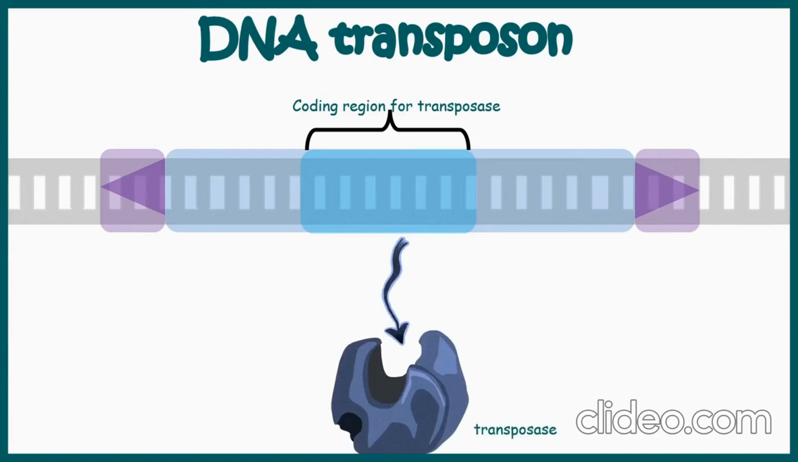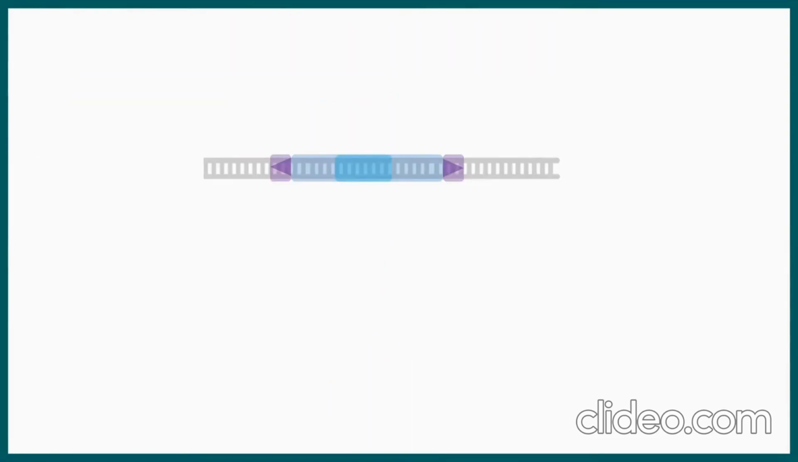So let's see how they work. The transposase enzyme recognizes the inverted repeats at the terminals, cleaves the DNA and creates a double-stranded DNA break. Now this transposable element can be integrated into a new region in the genome, and thereby it can jump from one location to another. So this is known as the integration step.